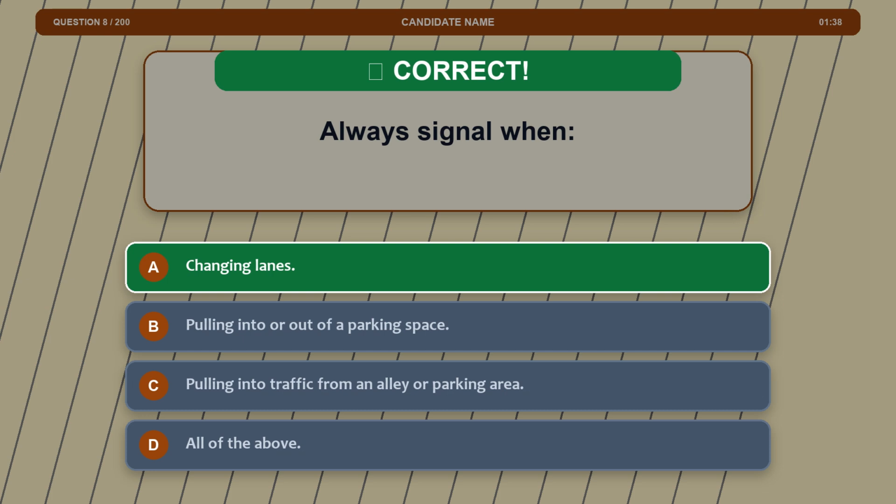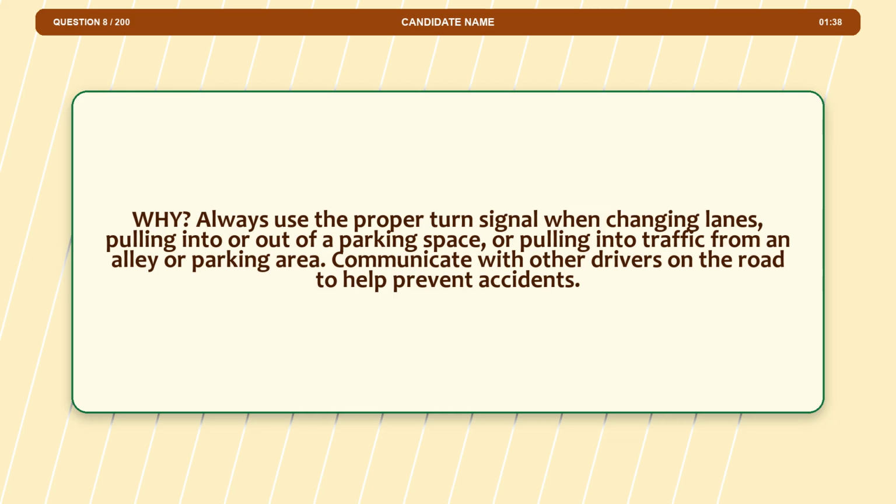The correct answer is option A, changing lanes. Explanation: always use the proper turn signal when changing lanes, pulling into or out of a parking space, or pulling into traffic from an alley or parking area. Communicate with other drivers on the road to help prevent accidents.